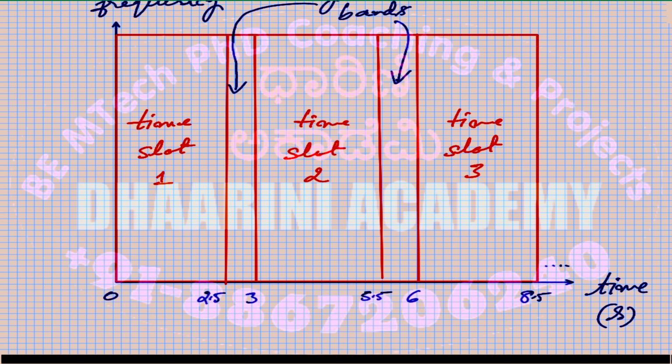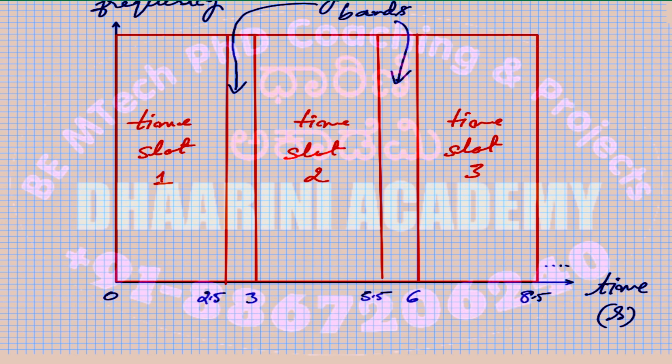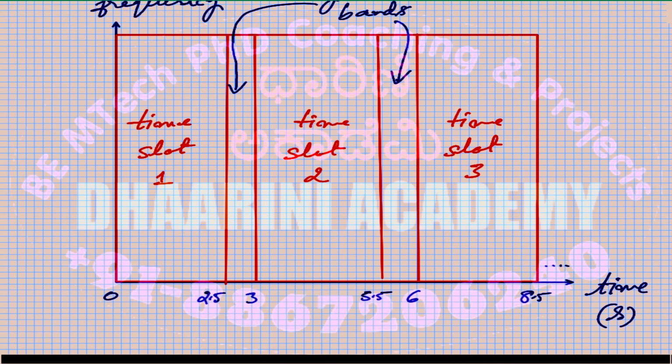If only 3 users are there, then time slot 4 will be allocated again for user 1. So they get a chance to send their message in a circular fashion. User 1, user 2, user 3, then once again user 1, user 2, user 3, as the time progresses.